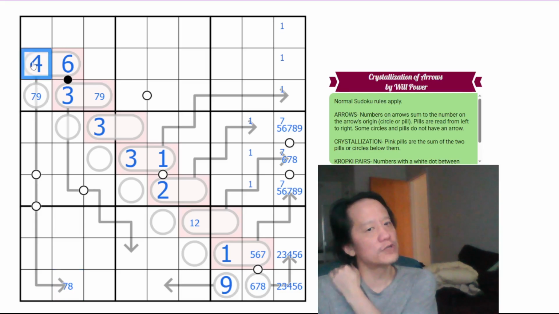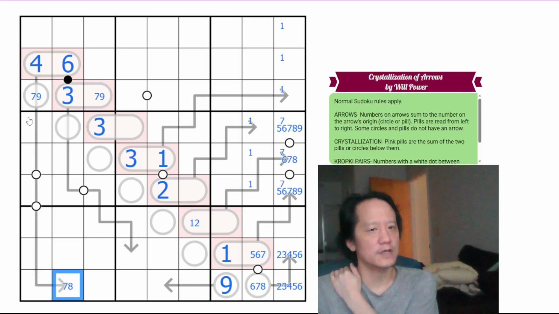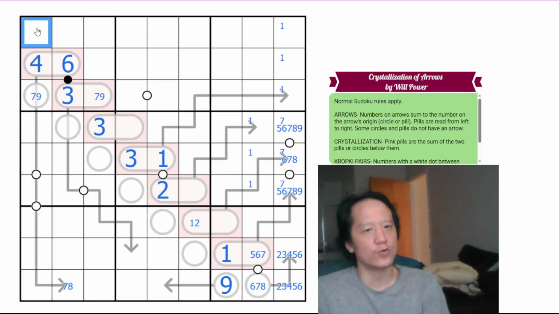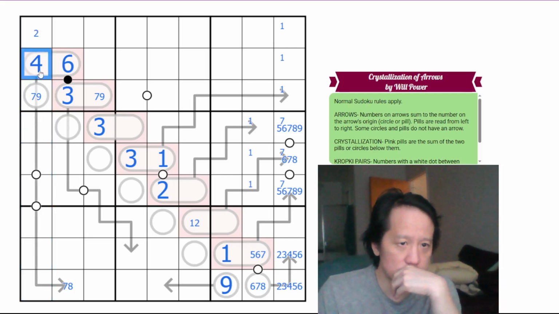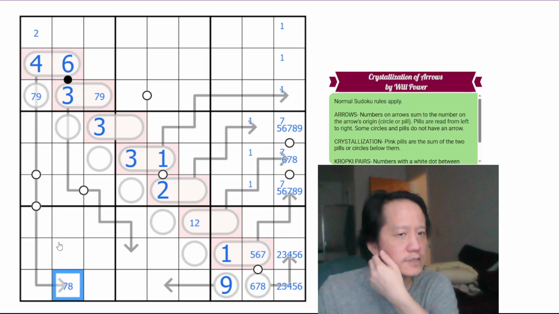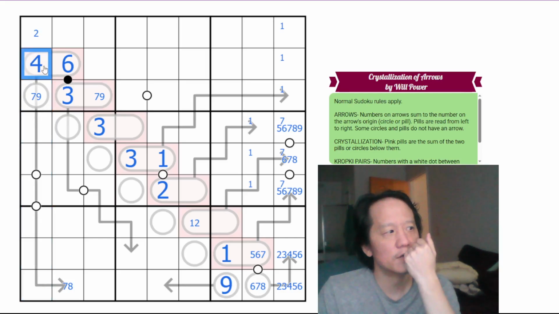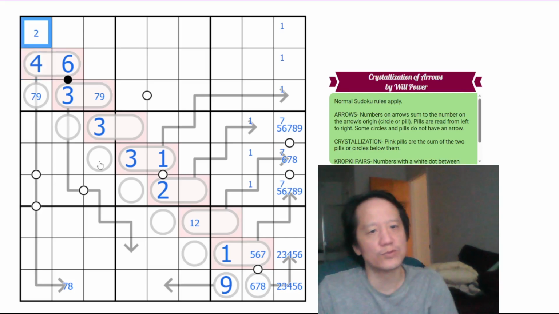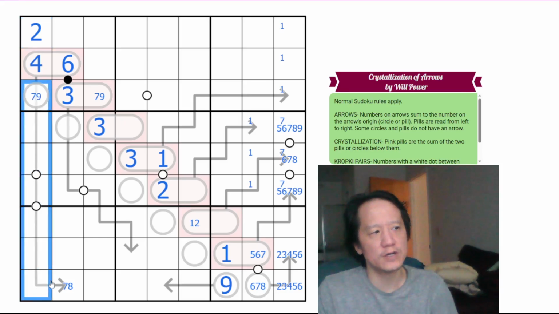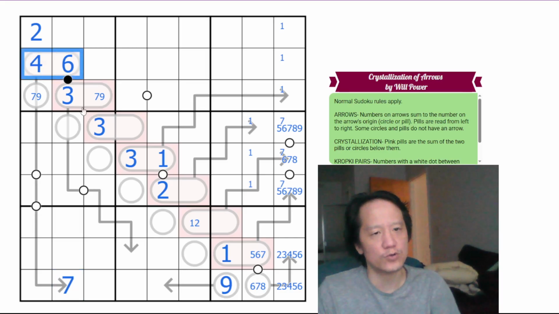That means 46 minus 7 is 39. So we need 39 here. This is 4, and this would be 2. Or it's 46 minus 8. So this would be 38 here. So 38 plus 4 is 42. So this would be 3, and that's not possible. So this has to be 2. Therefore, this adds up to 39. 39 plus 7 adds up to 46.